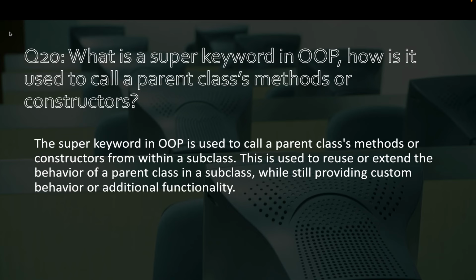And here we go with the final question, question number 20. What is the super keyword in OOPS and how is it used to call a parent class's method or constructors? The super keyword in OOPS is used to call a parent class's method or constructor from within a subclass. This is used to reuse or extend the behavior of a parent class in a subclass, while still providing custom behavior or additional functionality.